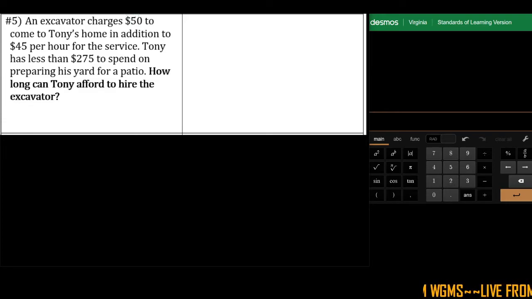So let's highlight some values that we have. So we have 50. We have the phrase in addition to, so we know we're going to be adding. We have $45, and it also has per hour, so we know we're going to be multiplying or dividing. And then also it has that phrase strictly less than. So he has less than $275.